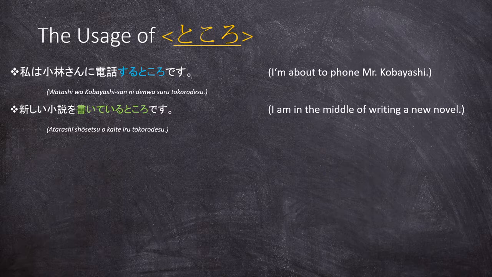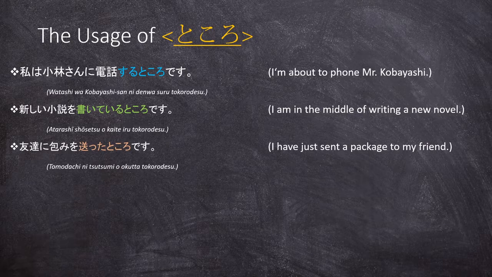However, if you want to get the meaning of being in the middle of something, you need to attach Tokoro to the continuous form of the verb, or more popularly known under the name of the teiru form. And our second example shows this. Atarashi shousetsu o kaiteiru tokoro desu. I am in the middle of writing a new novel.